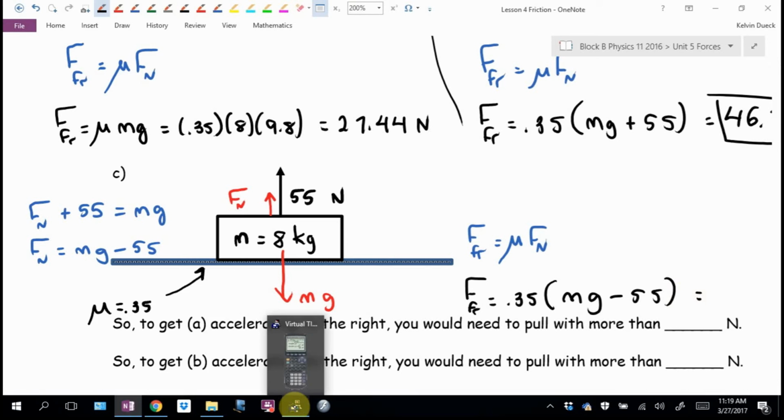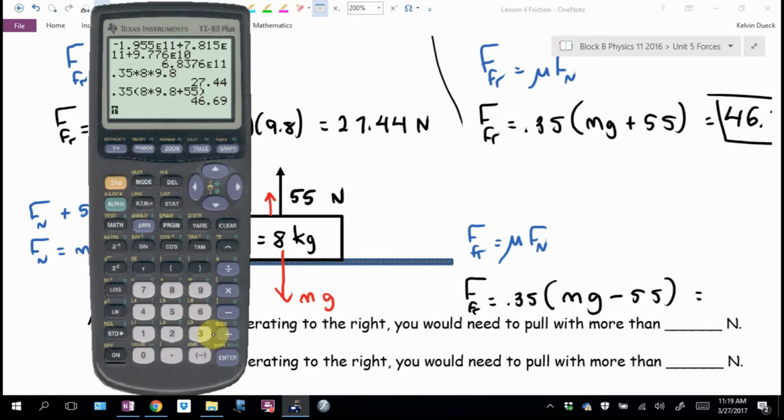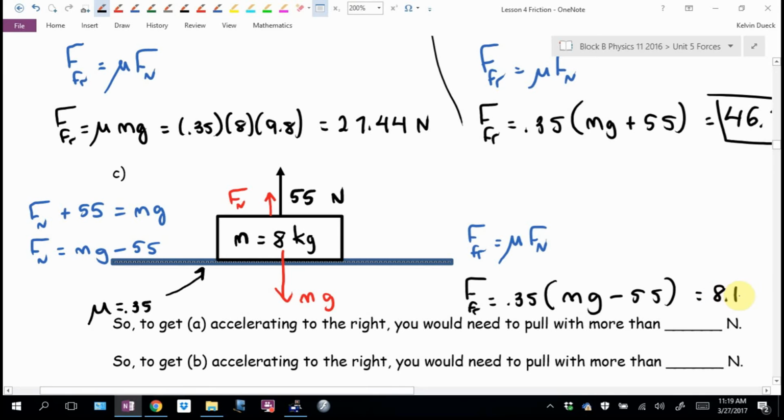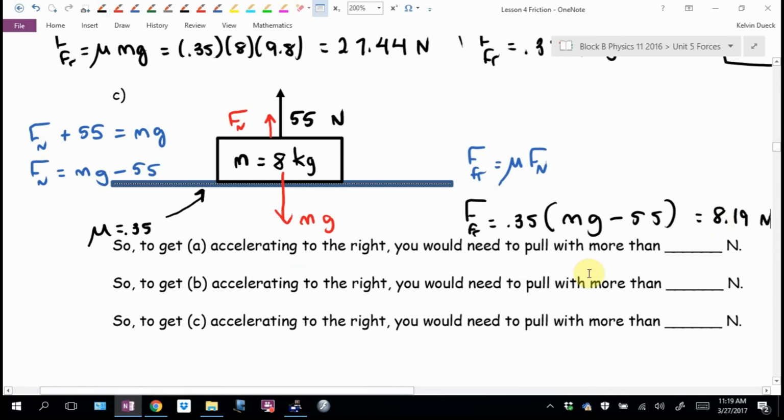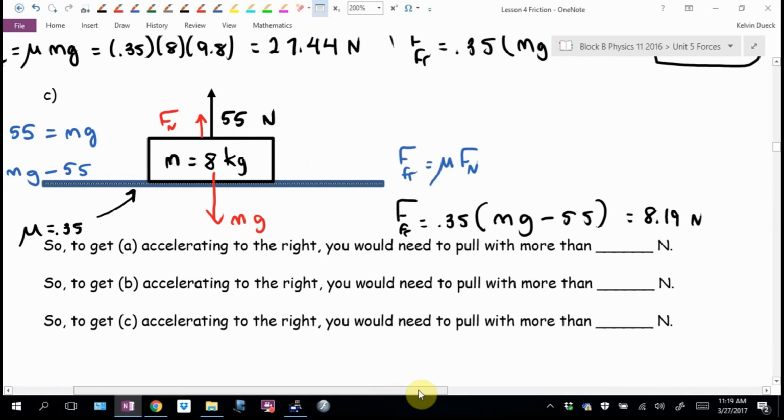If you're lucky, if you're clever, if you have a decent calculator, you might be able to just back arrow and change the plus sign to a minus sign. I wonder if Jason's calculator can do that. 8.19, 8.2. I'll go 8.19 newtons. So, to get diagram A accelerating to the right, you would need to pull with more than how many newtons?